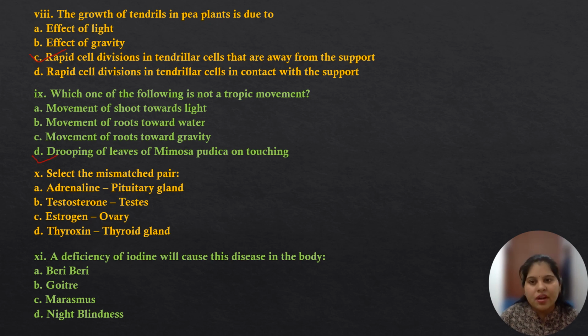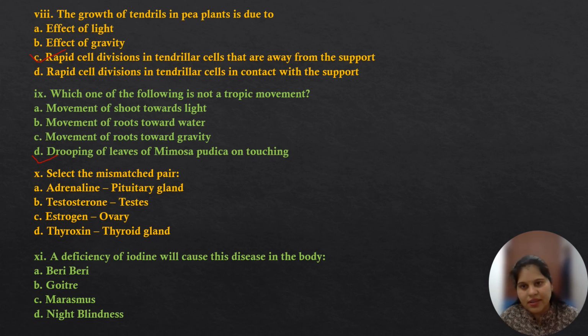Option D is the drooping of leaves of Mimosa pudica on touching. Mimosa pudica is the touch-me-not plant. So drooping of leaves of Mimosa pudica on touching is not a tropic movement. This is a nastic movement. In plants, generally two types of movements take place, that are tropic movement and nastic movement.